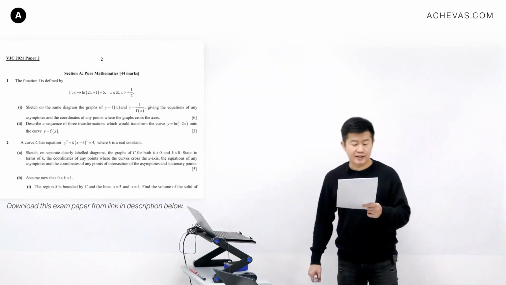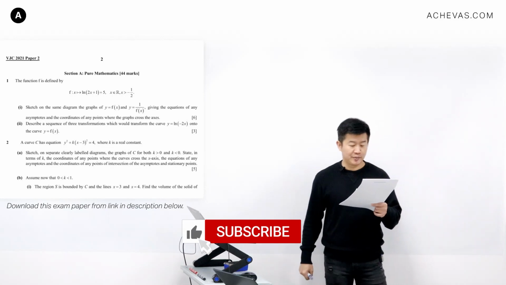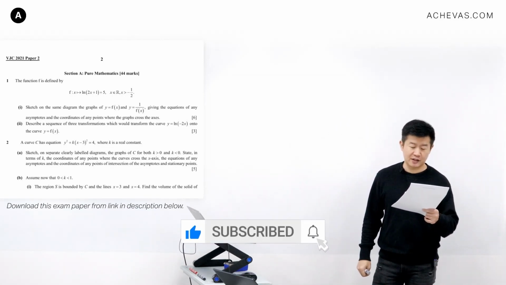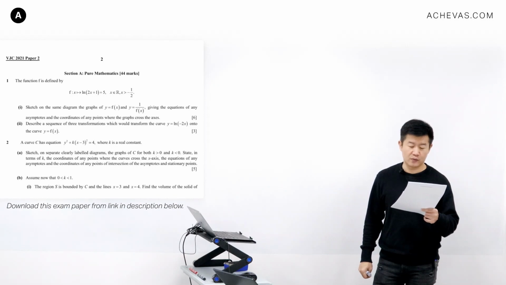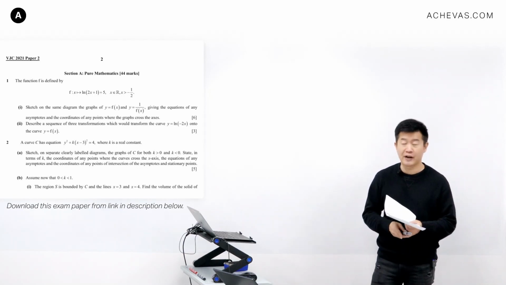Let's take a look at this VJC 2021, paper 2, question number 1. Part 1, we are supposed to be sketching two graphs. First, the graph of y is equal to f(x), then the graph of y is equal to 1 over f(x). For the graph of f(x), we are going to be sketching based on a transformed version of a ln function.